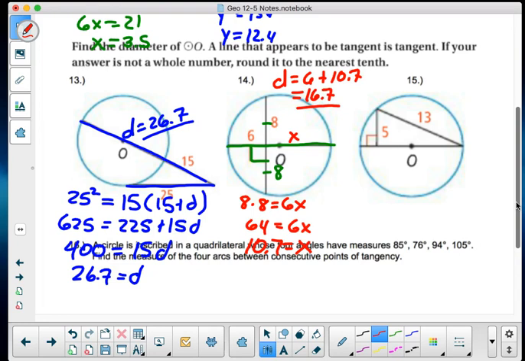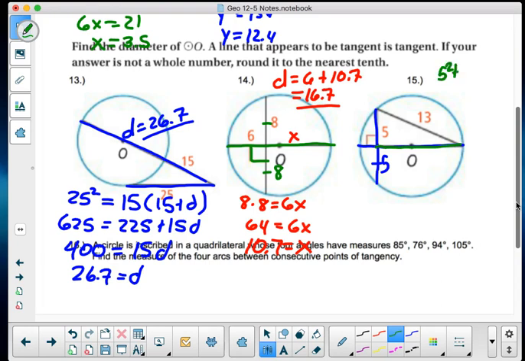Now on the last one, it looks really difficult, but there's a couple things I'm going to do. I'm going to use the idea from 14. If I extend this across, that is a chord. And remember, this diameter going across here splits that chord into 2 equal parts because it's perpendicular. So this is 5. I got to use Pythagorean theorem to find this length.